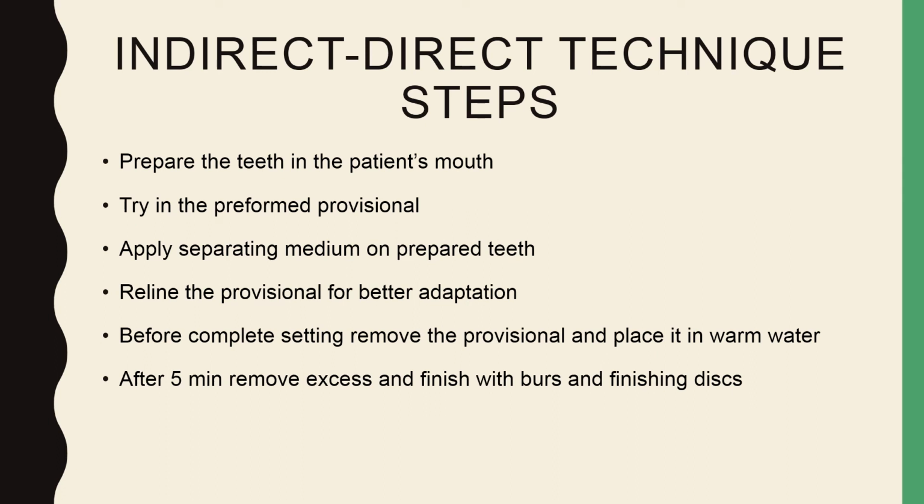After fabricating the shell temporaries in the lab, the teeth are prepared inside the patient's mouth. The preformed provisional is then tried in to make sure it seats properly, and if there is anything that prevents seating, the internal surface should be relieved. Separating medium is applied on the prepared teeth, and reline of the provisional is done for better adaptation. Before the complete set of the relining material, remove it and place it in warm water to complete the set outside the patient's mouth. After 5 minutes, the excess is removed and finished with finishing burs and discs.